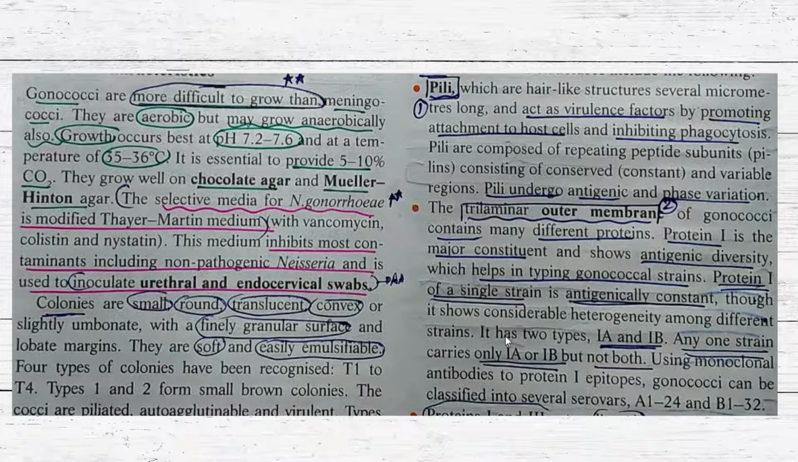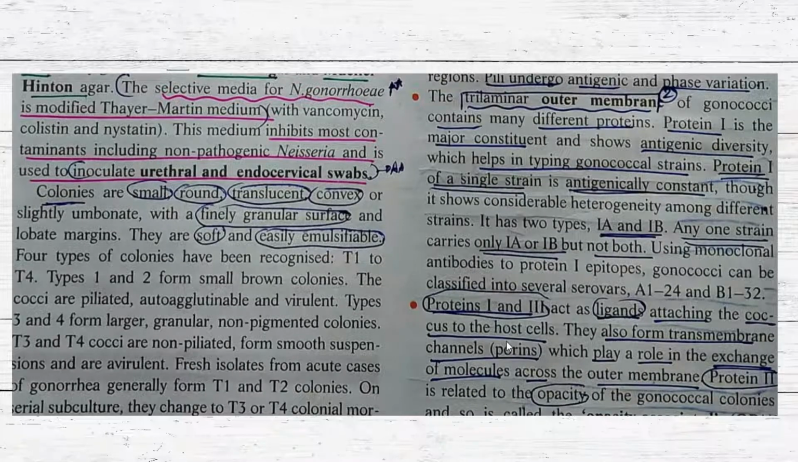Now there are two types of protein 1, 1A and 1B. In one strain, it will carry either 1A or 1B, not both. Now comes protein 1 and 3. They act as ligands and help in attaching the coccus to the host cells. Along with that, they also form transmembrane channels. These are porins, water channels, and these transmembrane channels play a role in the exchange of molecules across the outer membrane.